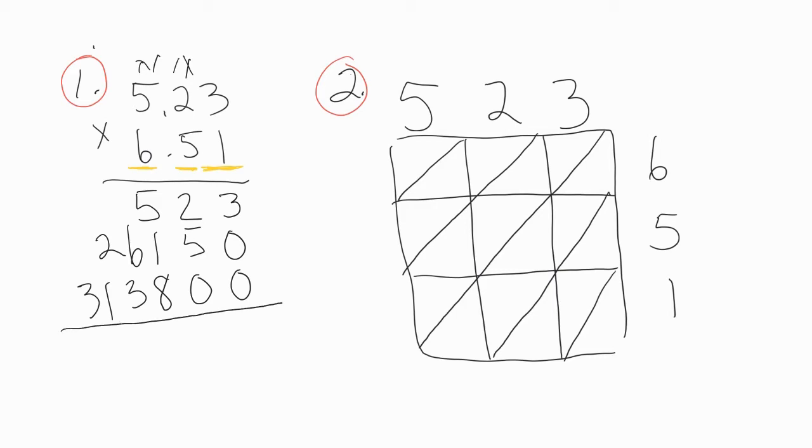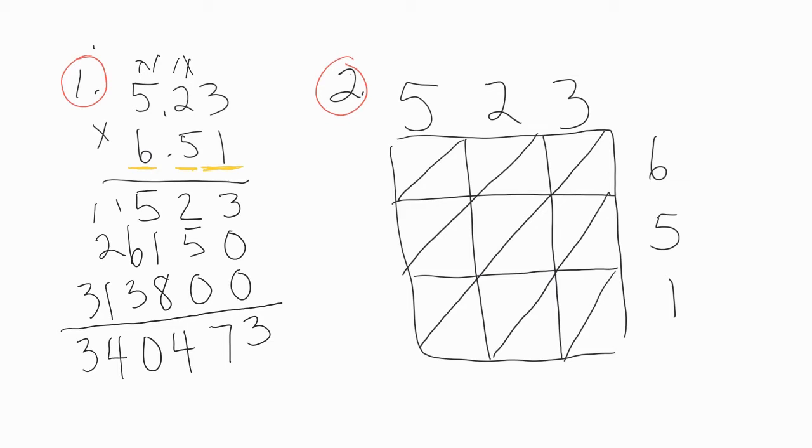Now I'm just going to add. 3 plus 0 and 0 is 3. 2 plus 5 is 7. 5 plus 1 is 6, plus 8 is 14. Carry the 1. 6 plus 1 is 7, plus 3 is 10. Carry the 1. 1 plus 2 is 3, plus 1 is 4. And 3 plus 0 is 3.